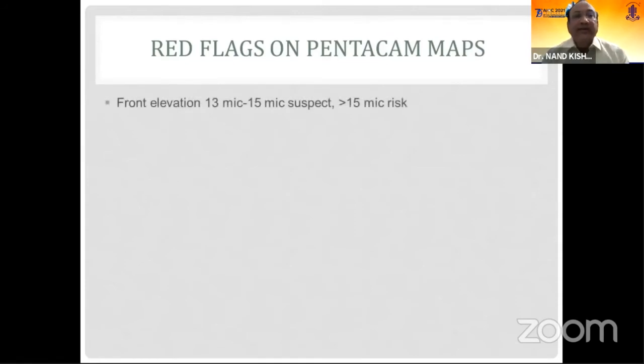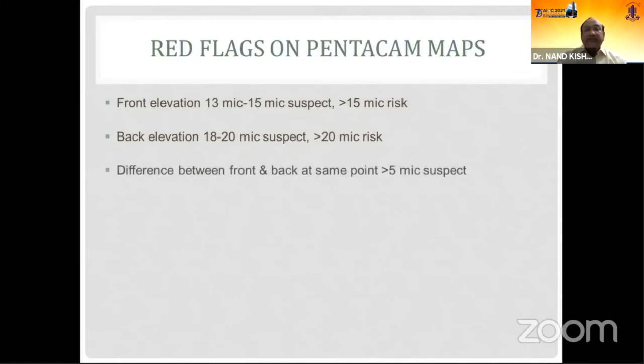Like I told you, any front elevation of more than 13 to 15 microns is suspect, and more than 15 microns is risk. Back elevation of more than 20 should be a case for frank keratoconus, and anything between 18 and 20 you should deal with carefully. Even though the front and back values may be in the normal range, if the difference between the front and the back at the same point on the map is more than 5 microns, again you take it as a case of suspect.